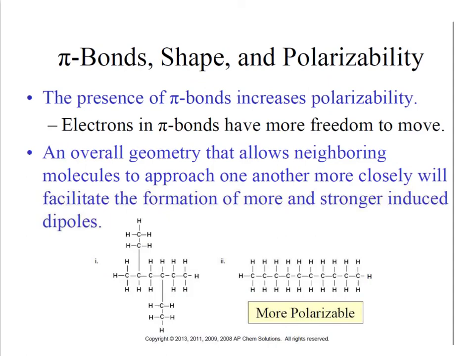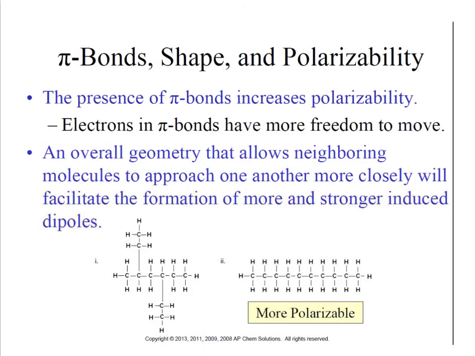Two other things that play a role then in polarizability, along with size: pi bonds, which would be like double and triple bonds, are going to be more polarizable. That's because electrons are delocalized in the polar bond with a pi bond, and so they're going to have more ability to move, thus helping with polarizability. So molecules with pi bonds, with double or triple bonds, are usually more polarizable than ones with just single bonds.